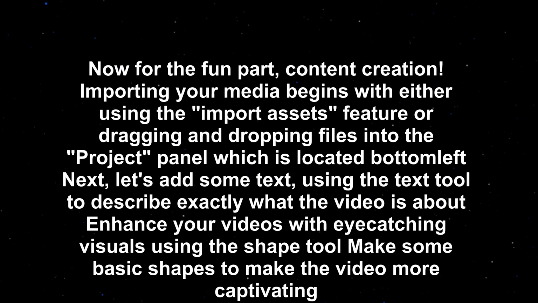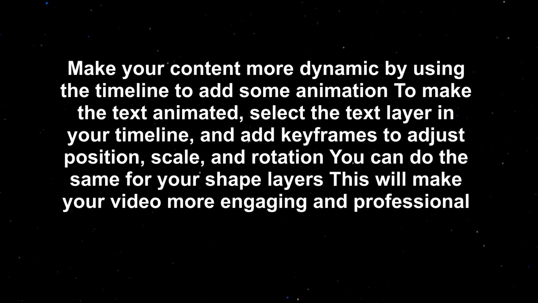Enhance your videos with eye-catching visuals. Using the shape tool, make some basic shapes to make the video more captivating. Make your content more dynamic by using the timeline to add some animation to make the text animated. Select the text layer in your timeline and add keyframes to adjust position, scale, and rotation. You can do the same for your shape layers. This will make your video more engaging and professional.